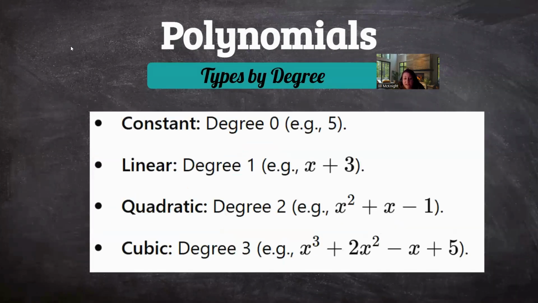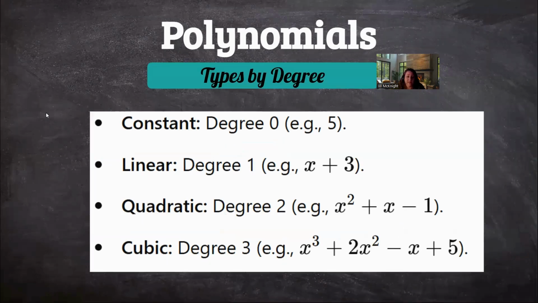You can also classify them by their degree. If the polynomial has a degree of 0, then it is constant. For example, if you only have the number 5, which is technically a polynomial, even though it has one number, that's a constant polynomial.